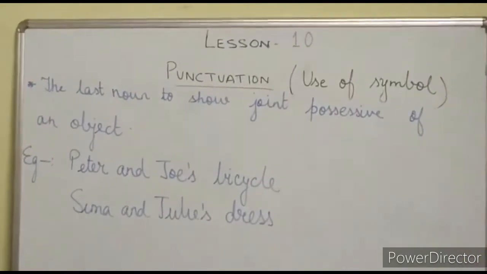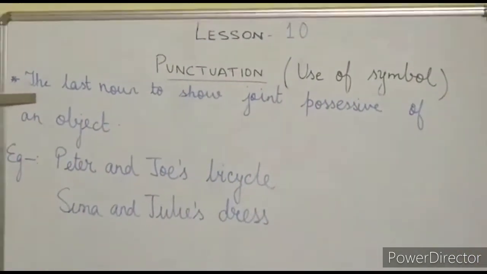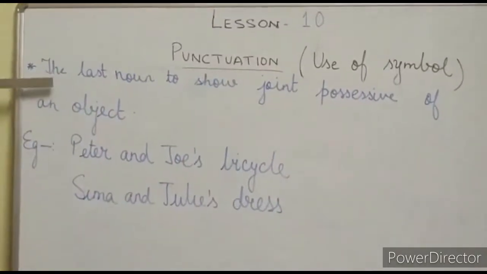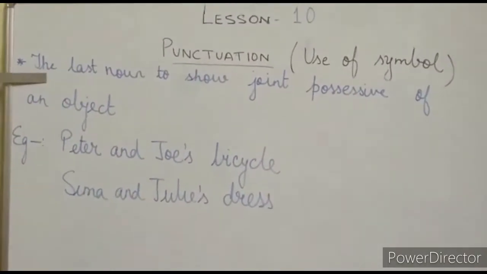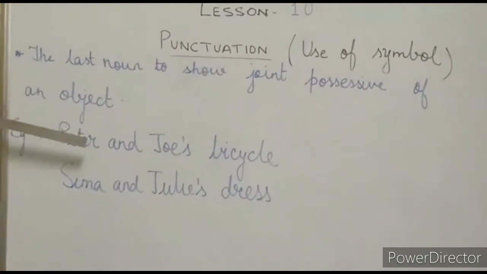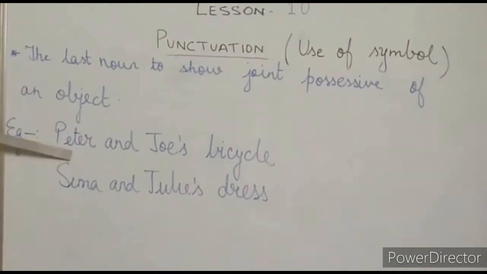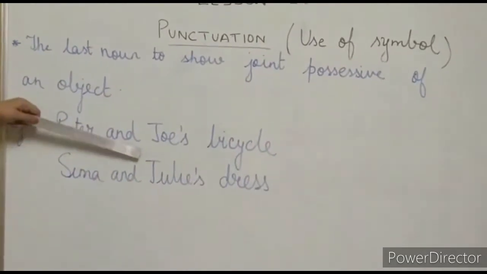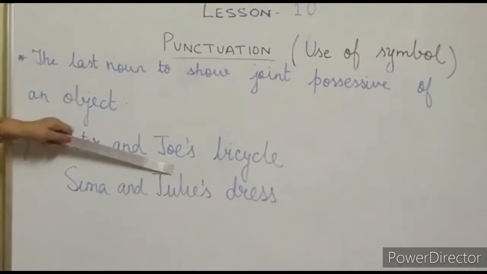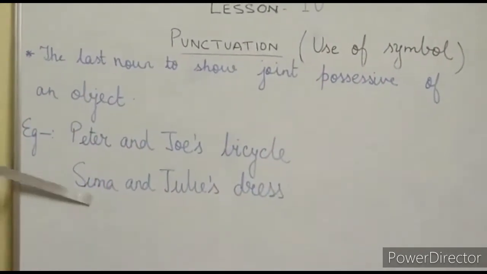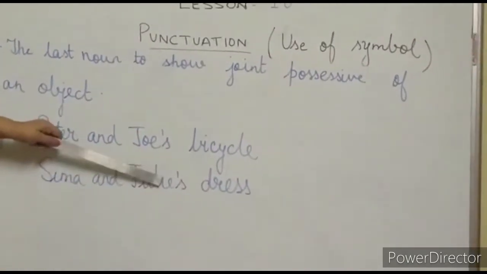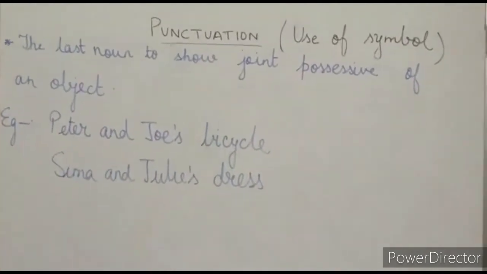So, I am repeating it once again, students. The last point where we use apostrophe is the last noun. So, this is the last noun, students. Joe and Julie. The last noun to show joint possessive form of an object. So, we want to show the bicycle for both of them, these two names. So, Peter and Joe. We have joined it and we have used the apostrophe as a singular. Here also Seema and Julie, we have joined it as one and then we have used the apostrophe before S in both the cases, students.